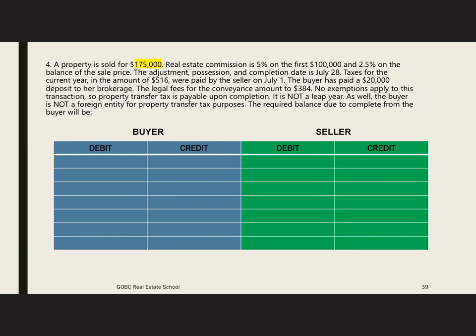Okay, the next one, property is sold for $175,000. So we'll take care of that purchase price first. It is a debit for the buyer and a credit for the seller.